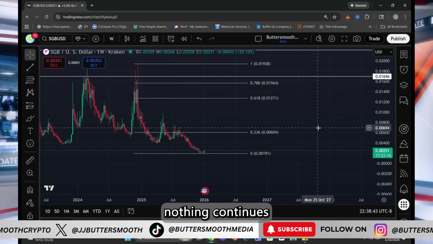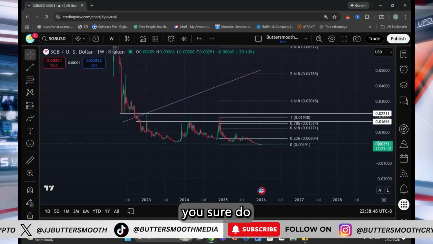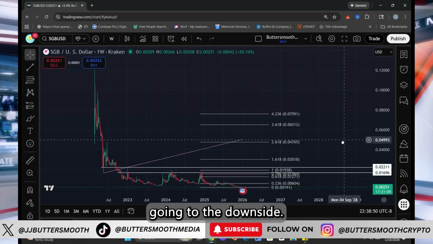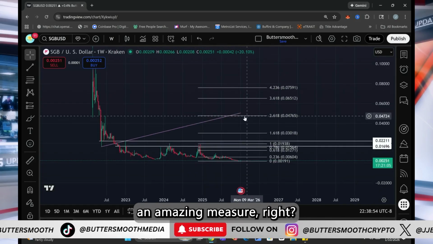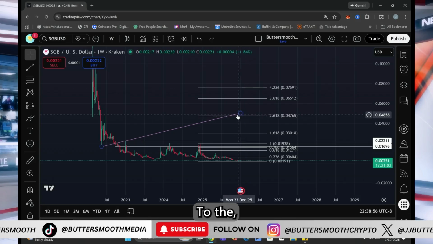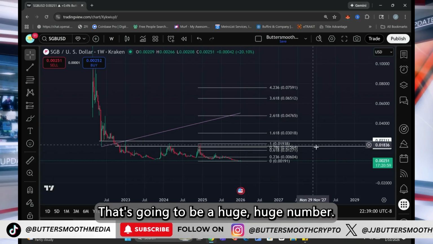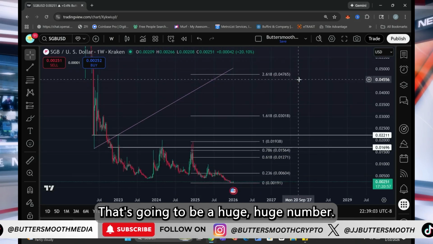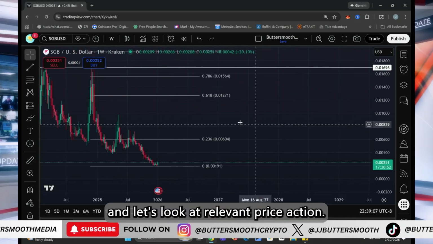Like we say, nothing continues to the downside forever, but SGB, you sure do look like you love going to the downside. Jesus Christ, look at that. Oh, that's going to be an amazing measure right here. Oh, boy. To the trend line that's lining up with the 2 movement of the 618, that's going to be a huge, huge number. But anyways, let's go in and look at relevant price action.